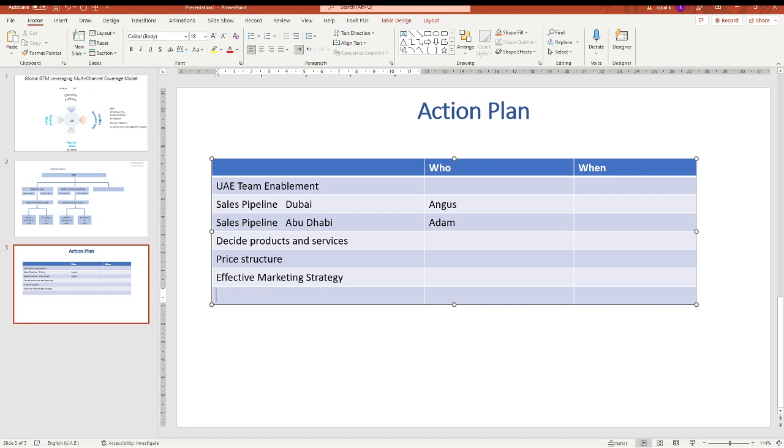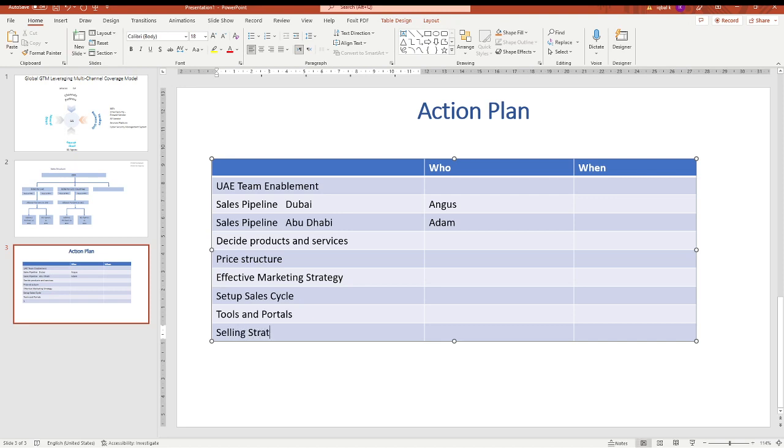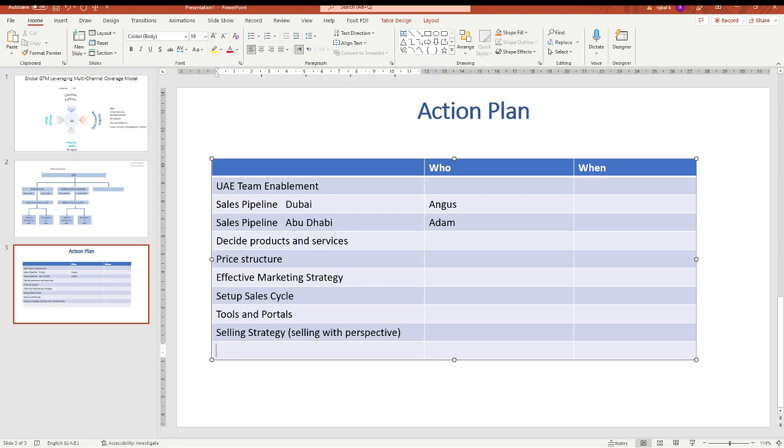You then have a few things to take care of. For example, the quotation mechanisms. The quotation ecosystem is an entire ecosystem in itself. I should say sales cycle: set up the sales cycle. You then have the tools and portals, and then the selling strategy. There is a new thing in town called selling with perspective. It's a whole training in itself. In a few coming videos, I'll explain how this works.